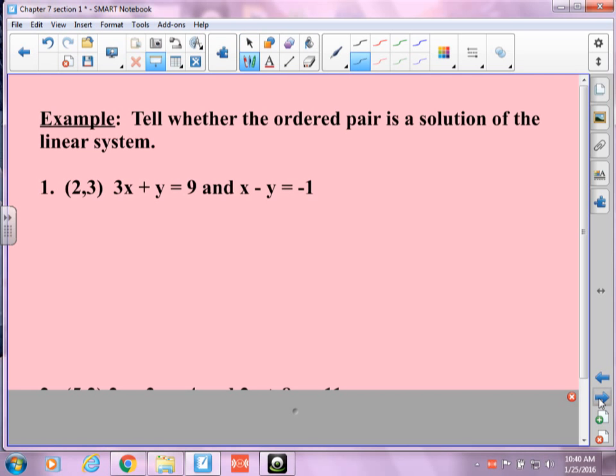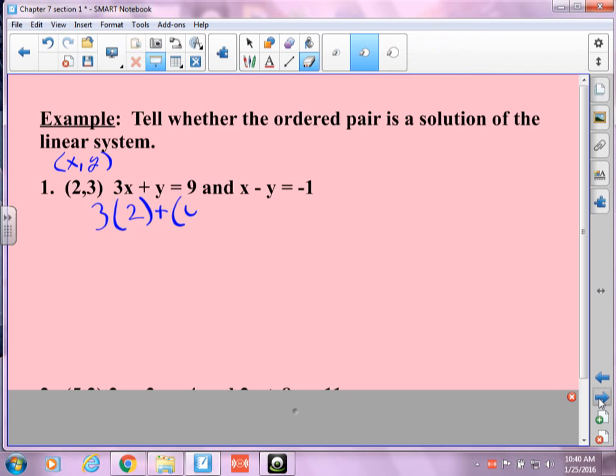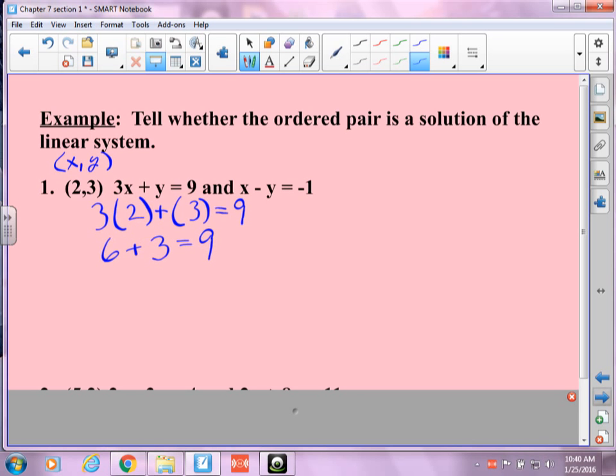So let's take the first equation. It's 3x plus y equals 9. And remember that the 2 is the x and the 3 is the y. Okay, so remember in an ordered pair, I've got x comma y. So it's going to be 3 times 2, plus y, which is 3, equals 9. Okay, 3 times 2 is 6, plus 3 is 9. So 9 equals 9. Does that work? That's a check. That works. Okay?